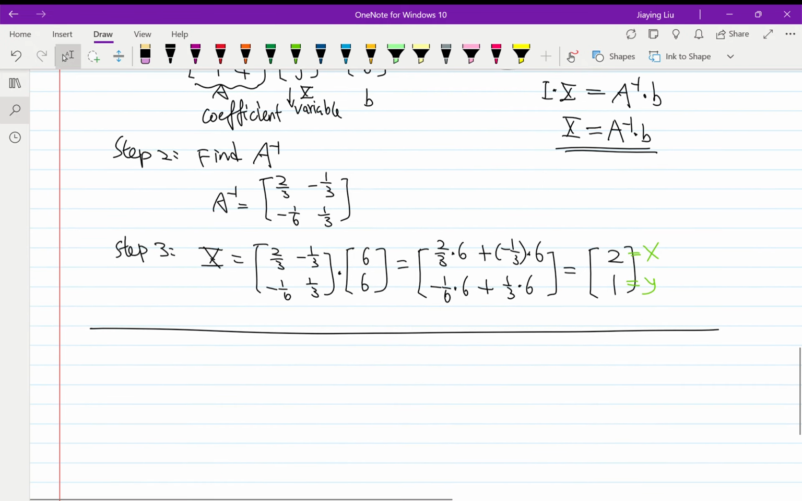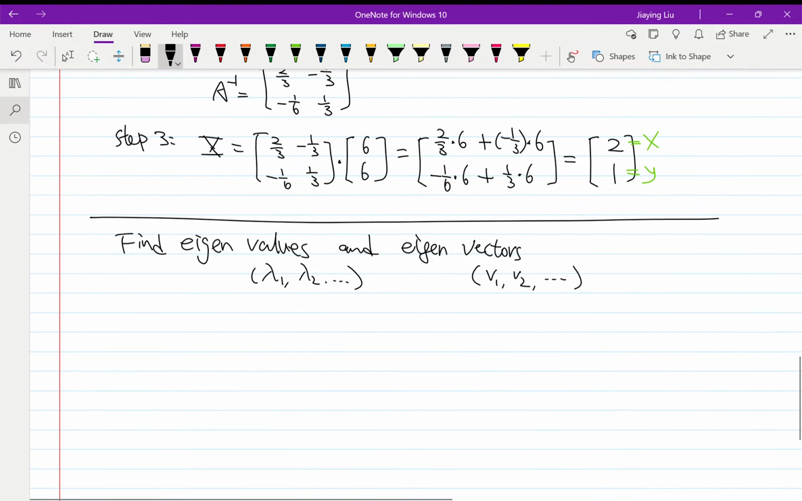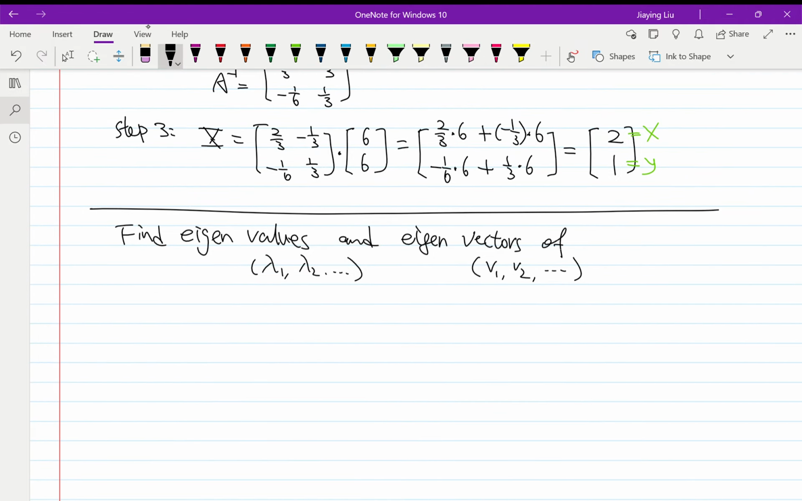All right. So the next thing I'm going to do is take an example to find something different. It's about finding eigenvalues and eigenvectors. So for eigenvalues, we usually use lambdas, lambda 1, lambda 2, and for the eigenvectors we use v, v1, v2. Those are vectors, of a given matrix.